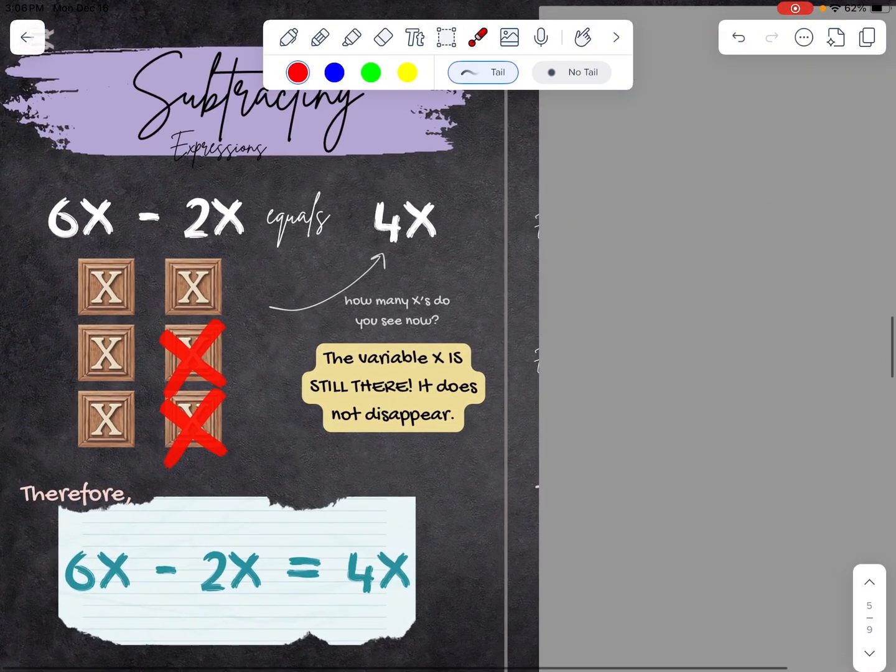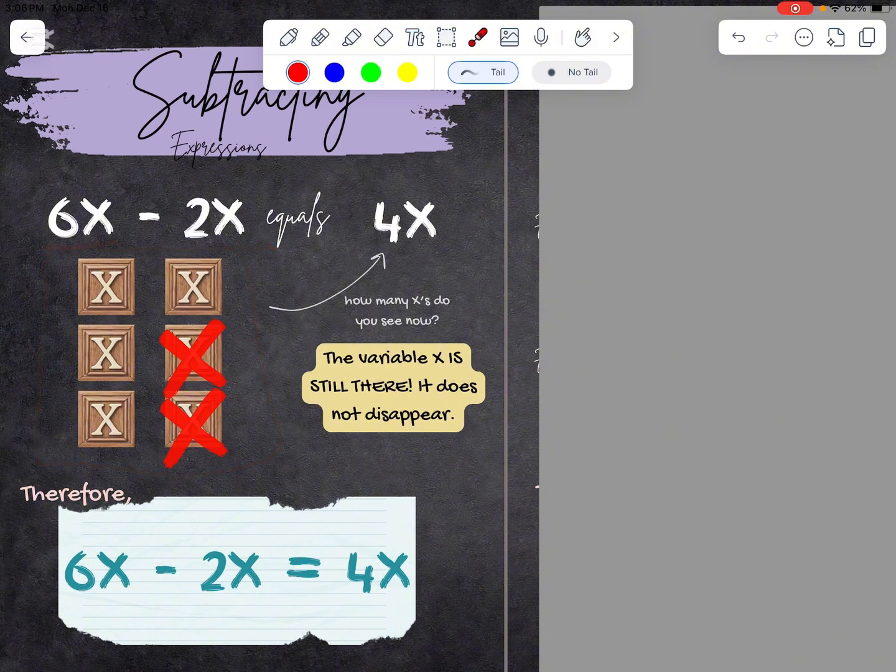Last one, what if I have something like 6x's minus 2x's? Well, my situation, and again, you can think of it like apples. If I had 6 apples and someone took away 2 apples, I have 4 apples. So I'm still going to have that letter there. A lot of people think that this might become just 4 because the x's are gone. But if you think of it this way, you'll see why that's not the case.